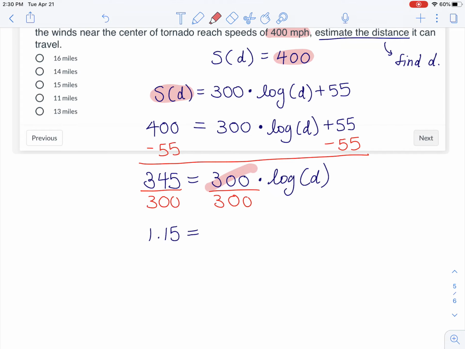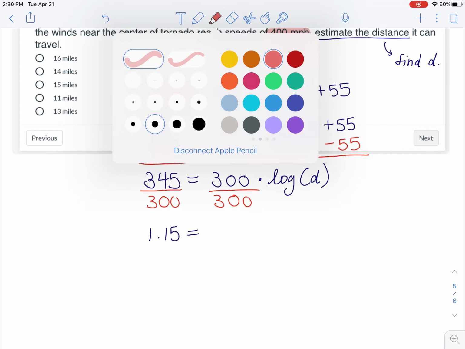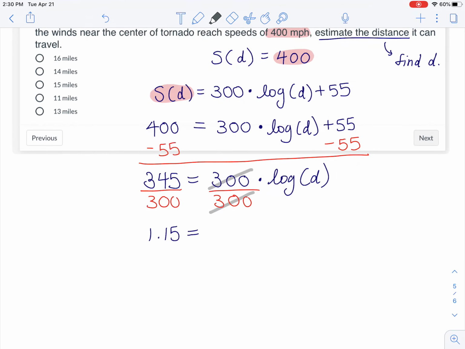I'm going to type in 345 divided by 300. Oh, look, it's a nice decimal. I'm going to go ahead and write that down. The left side turns into 1.15, and the right side, with our 300 canceling out, I'm going to go ahead and just cancel this out. The left side is simply log of D, right?